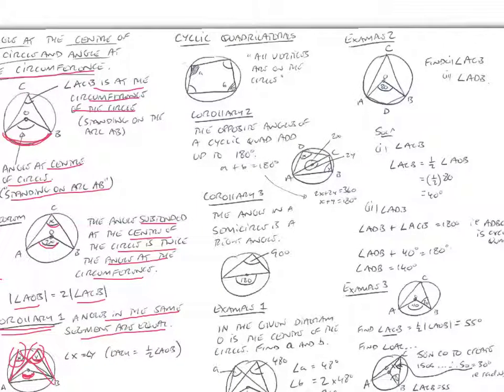Let's talk about cyclic quadrilaterals. A cyclic quad is where all the vertices are on the circle. So there they are, they're all touching the circle. And we have another corollary that says that the opposite angles of a cyclic quad add up to 180. So A and B add up to 180. If you think about this again, it is a corollary to this theorem, believe it or not, even if it doesn't look like it. This angle here is twice that angle, and this angle is twice this angle.